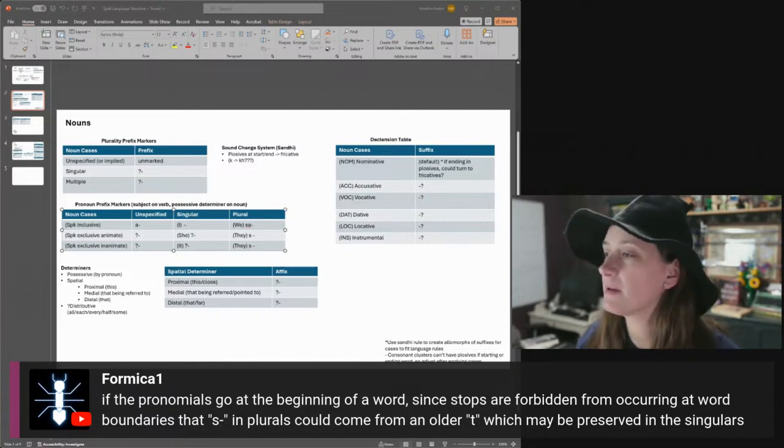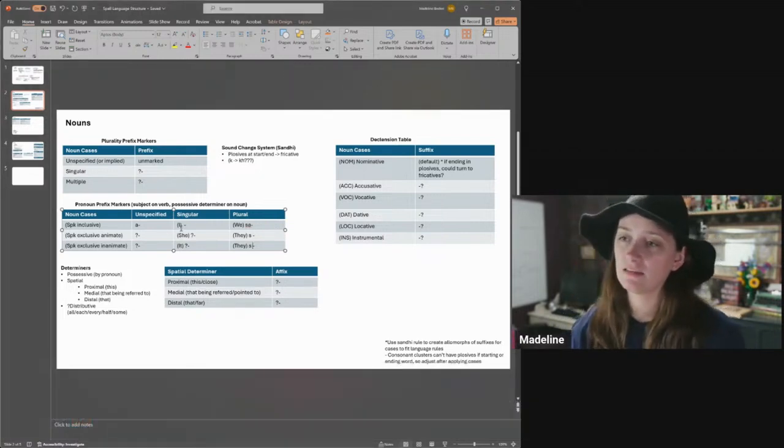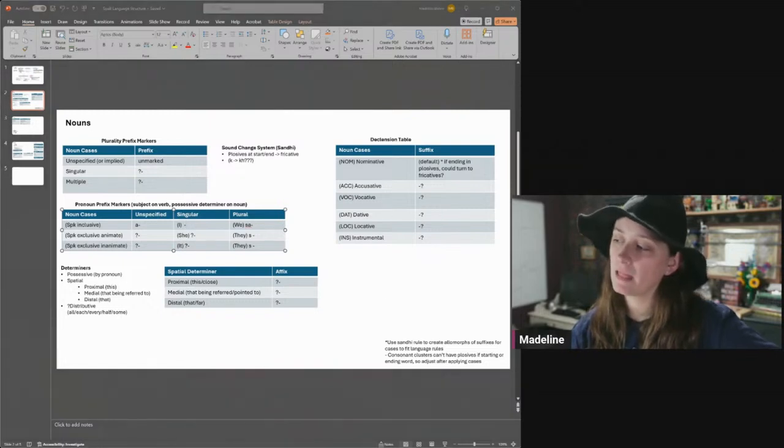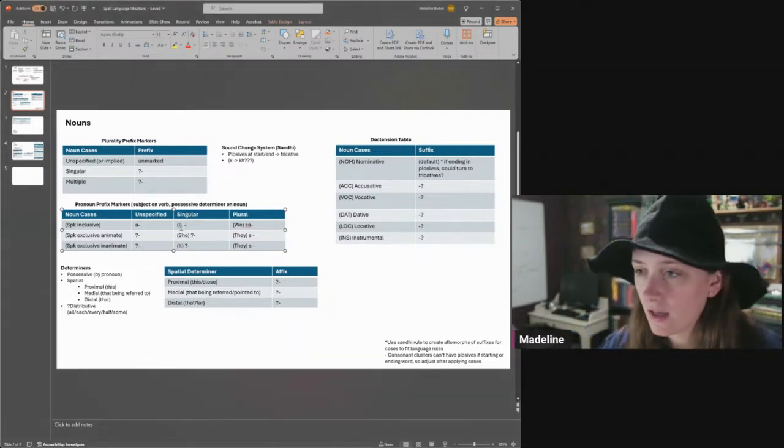But wouldn't they both be at the beginning of the word, so you wouldn't have it anyway? Because, like, they're all... Maybe I'm thinking about this wrong. Pronouns go at the beginning of the stems. I do not follow. I'm confused. I'm definitely confused.